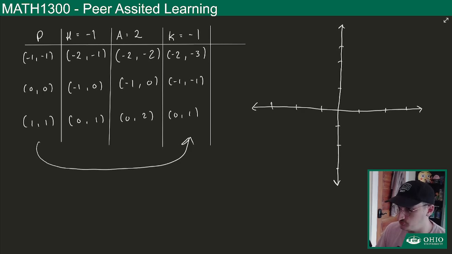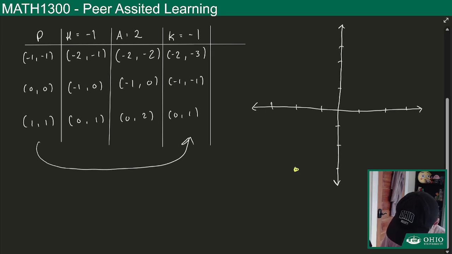It is useful to know what each parent function looks like, but you can check the worksheet for that as well. Our first point is at (-2, -3), so I'll have a point right around here. My next point is at (-1, -1), so it's going to be right here. And then my next point is at (0, 1).